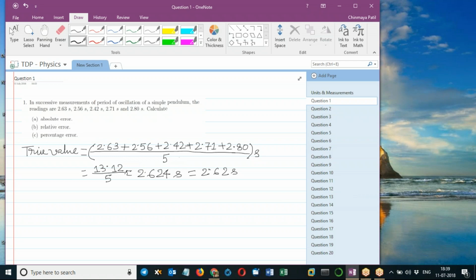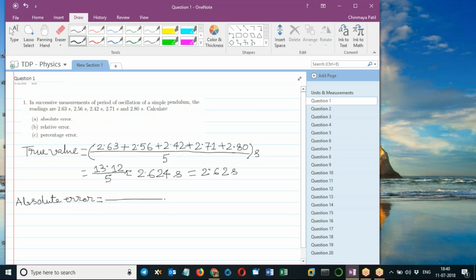Next one is how to find the absolute error. Now to find the absolute error, we need to find each individual error and take its absolute value, that means positive value, and those errors should be added and divided by the number of measurements, that is 5. So if I write the absolute error, it is something like this.